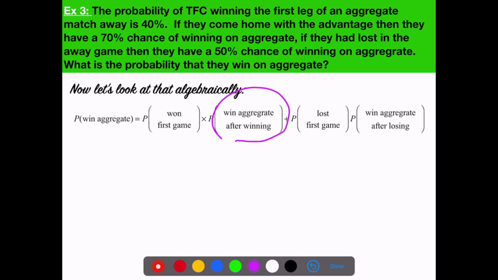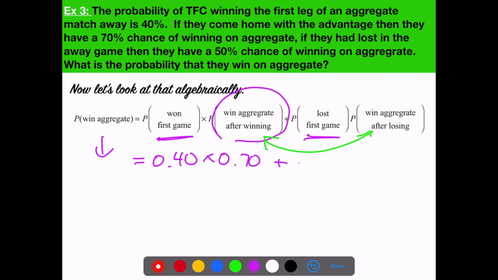It's not just times probability of them winning on aggregate. I need to say that it's probability of them winning on aggregate after winning, because that's going to be different than this. These two are not the same. That's what makes this dependent events. The fact that second piece has changed based on what happened here. Okay, and then again, we'd continue this down, and then we'd put in our numbers. So won first game was 40, won afterwards was 70, plus lost first game was 60, and then winning after that was 50, and then we'd get the same answer going forward that way.